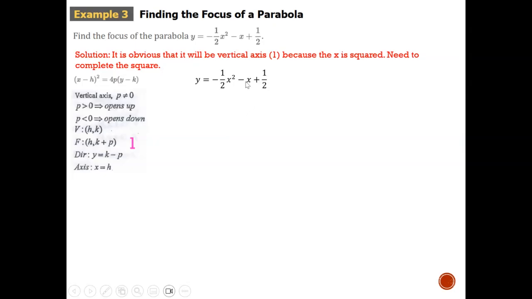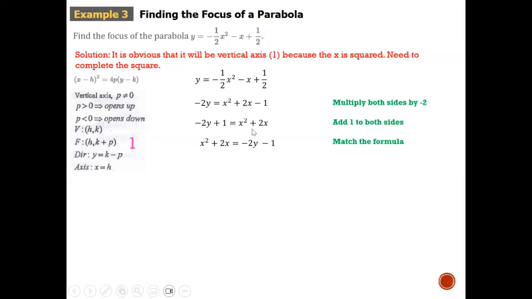Okay, here's where we start. First, I want to get rid of the fractions, so I'm going to multiply everything by -2. That gives us -2y equals x squared plus 2x minus 1. Next, we're going to add 1 to both sides, because we want everything that has x on one side and everything that has y on the other side, or with a constant. So it's going to give us -2y plus 1 equals x squared plus 2x.